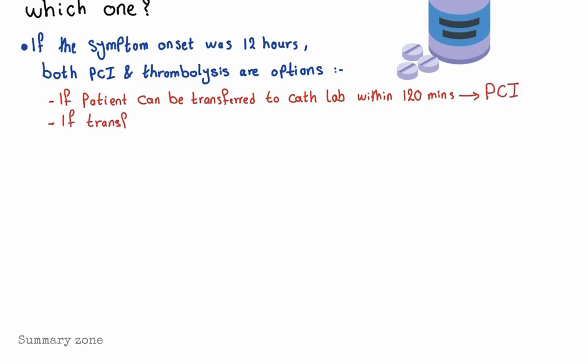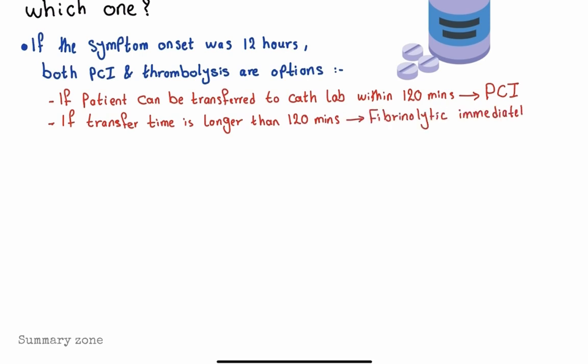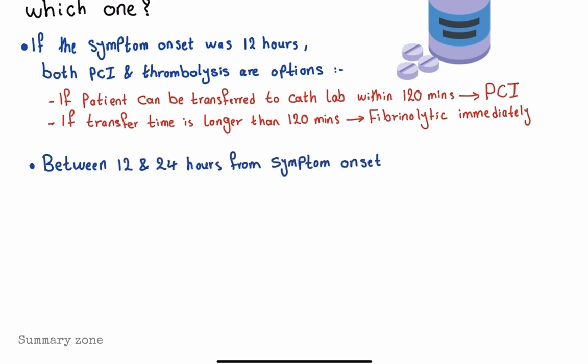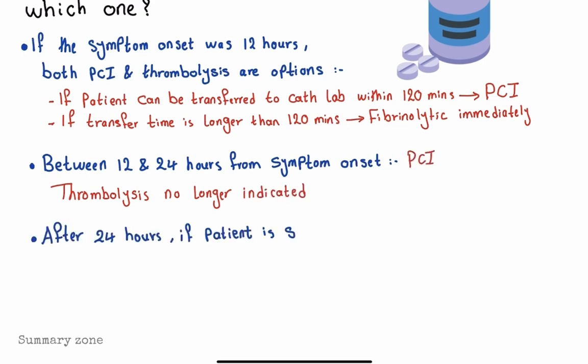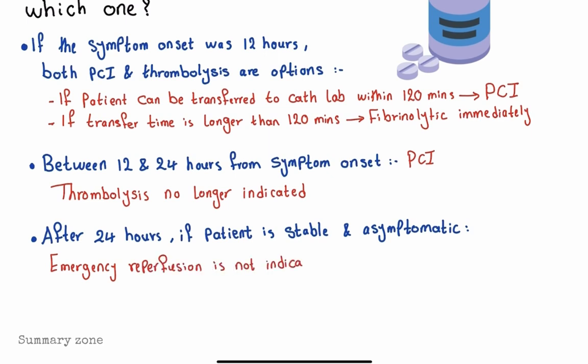If that transfer time is longer than 120 minutes, you should not delay reperfusion. Give fibrinolytic therapy immediately, provided there are no contraindications. Between 12 and 24 hours from symptom onset, PCI may still be considered, but thrombolysis is no longer indicated. After 24 hours, if the patient is stable and asymptomatic, emergency reperfusion is generally not performed.